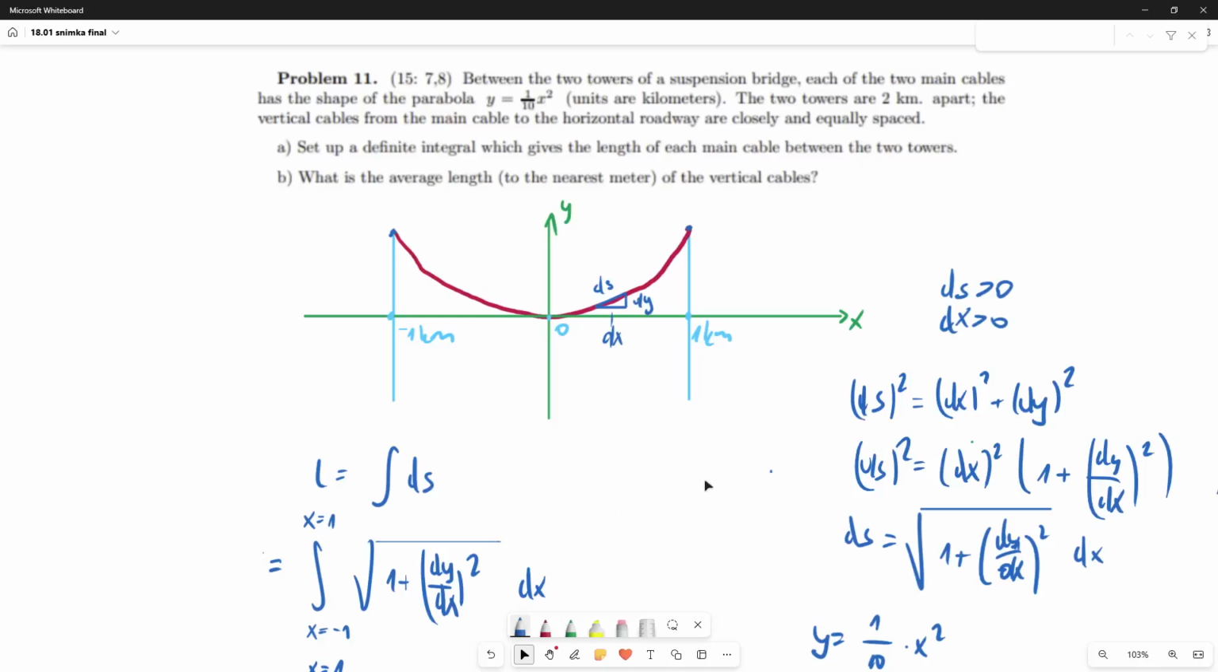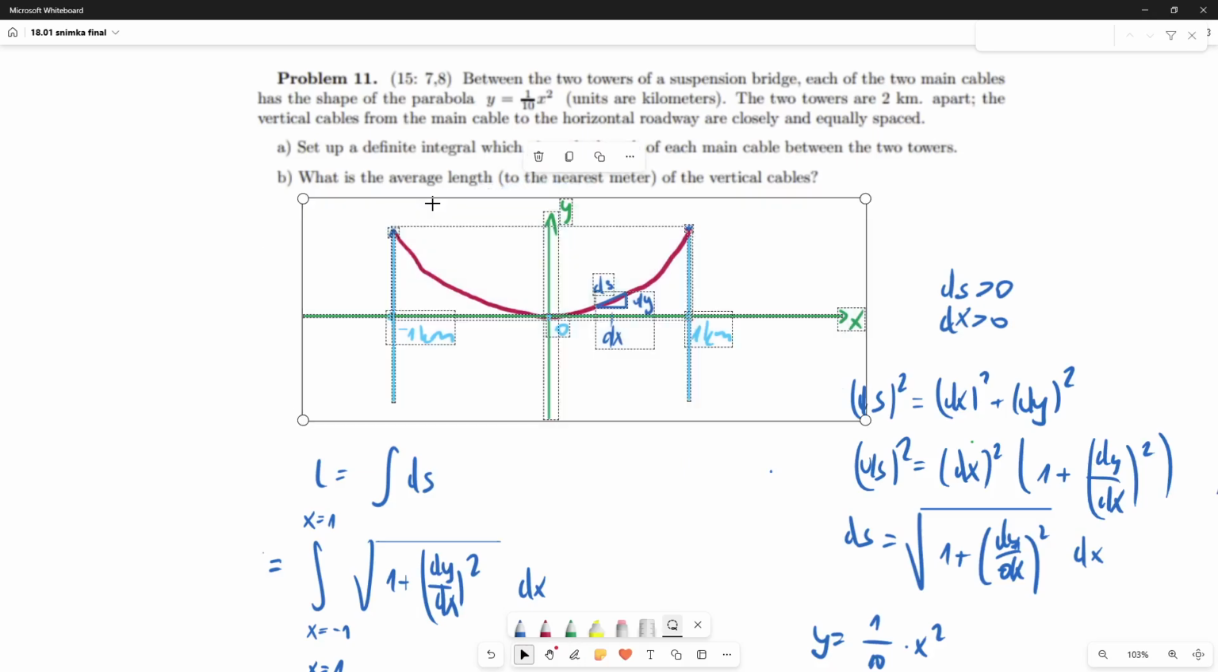Let's solve part B next. We need to find the average length to the nearest meter of the vertical cables. We'll use this figure that I've drawn. I'll copy it down.